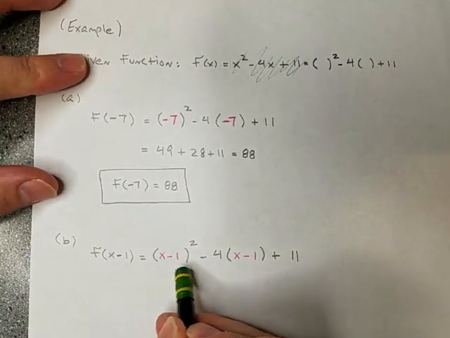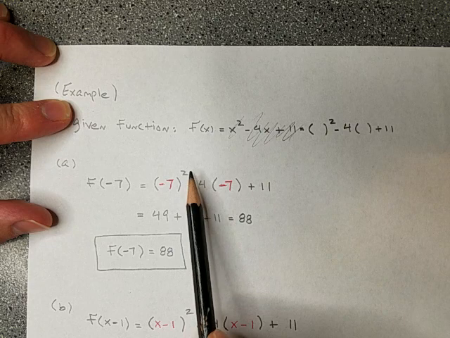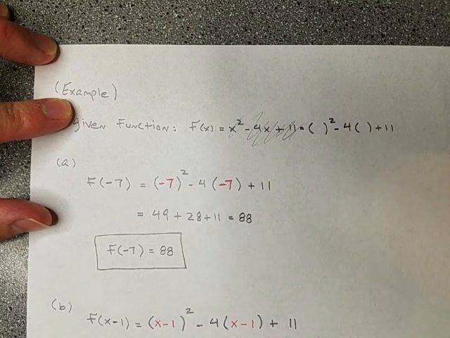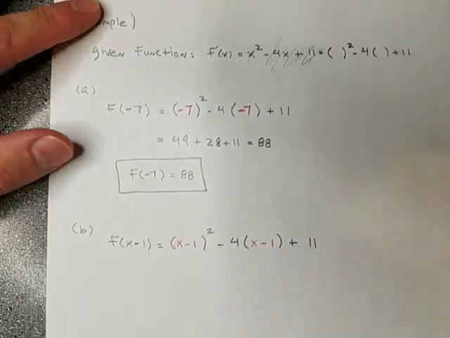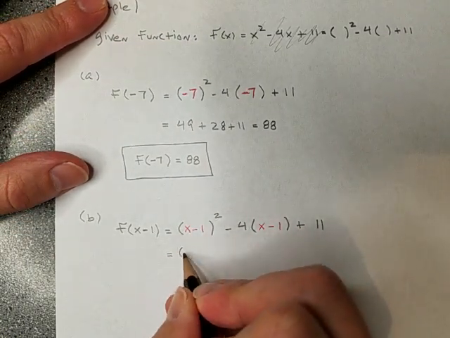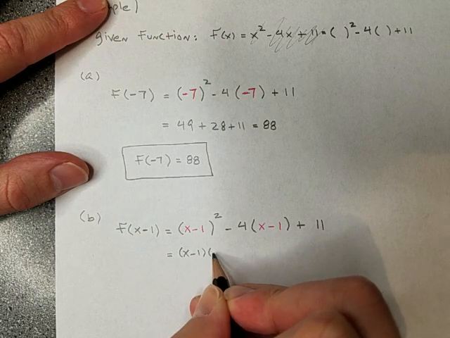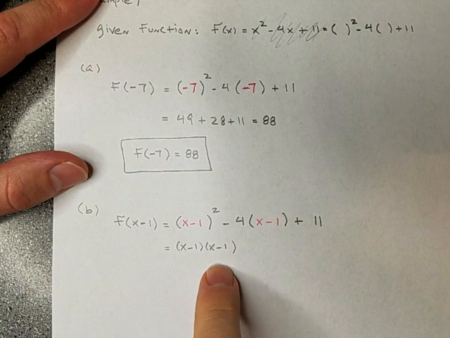What's x minus 1 squared? Well, what's negative 7 squared? What does it mean to square something? It means you multiply it by itself. Negative 7 times negative 7 is positive 49. So if I'm going to take x minus 1 and square it, that actually means to multiply x minus 1 by itself. So I'll be looking at that.